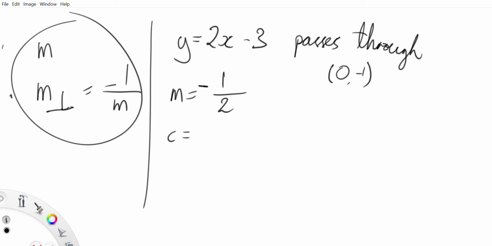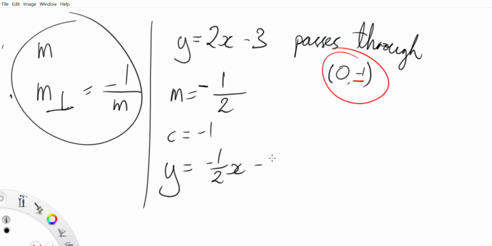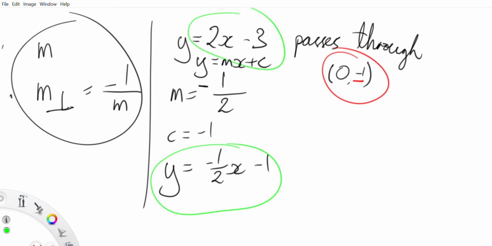C then equals, we go over here, have a look. The 0 and -1. It's the -1. C equals -1, done. Let's rewrite our formula. y equals -1/2 x minus 1. I forgot to write in our y equals mx plus c. Sorry about that. So this one here is our perpendicular line that crosses over that and passes through that point.